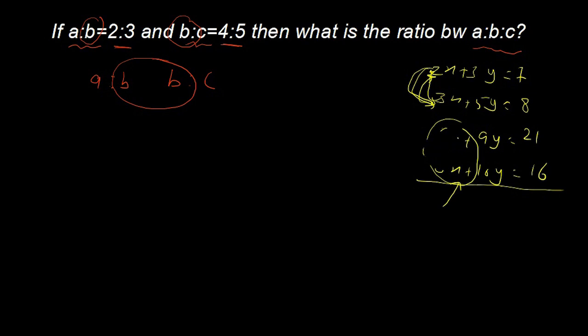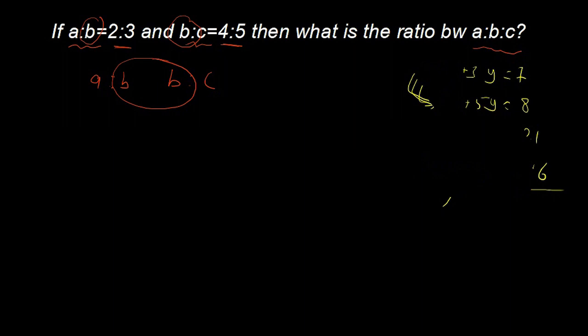Okay, let's start. A is to B is given to you and B is to C is given to you. So we want to make the value of B common. Okay, so let's write down the values. A ratio B is 2 is to 3, B ratio C is 4 is to 5.